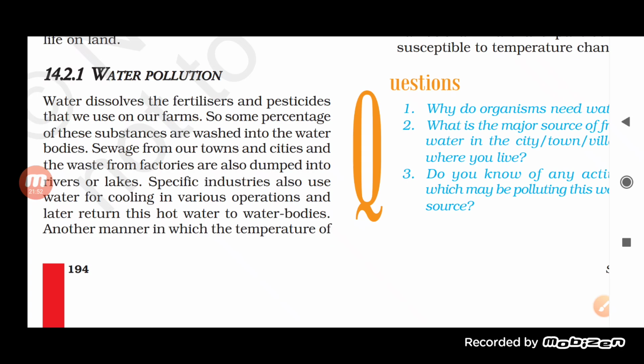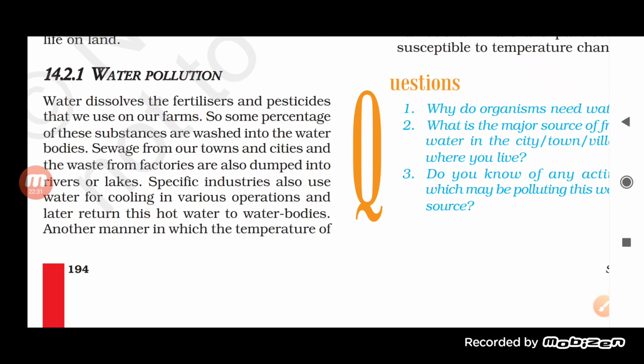Specific industries also use water for cooling in various operations, and later return this hot water to water bodies. There are factories, and the water they use is also used for cooling purposes. While cooling, due to the hot appliances, this water gets converted into hot water, right? And this hot water is released again into the water bodies, and due to the high temperature, that is going to affect the living organisms.